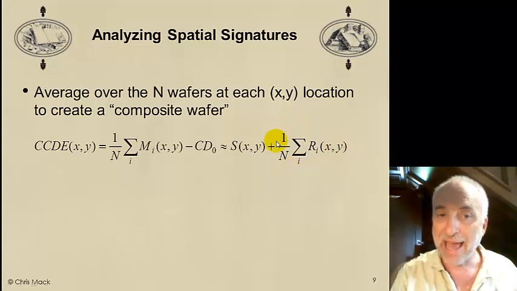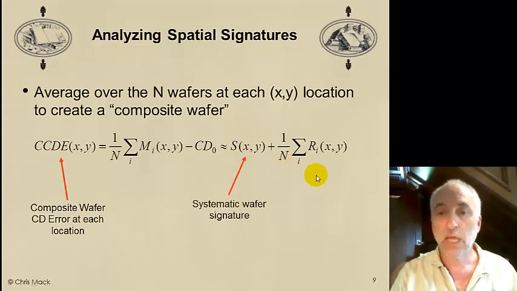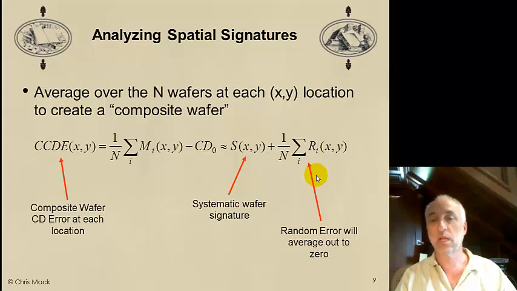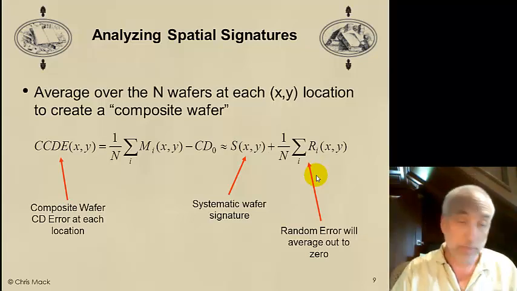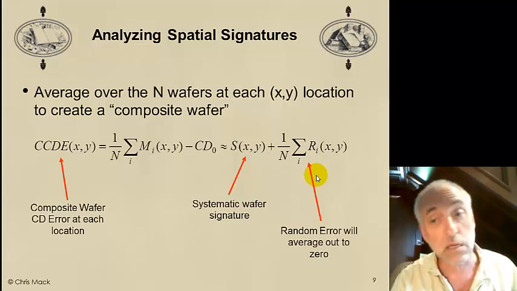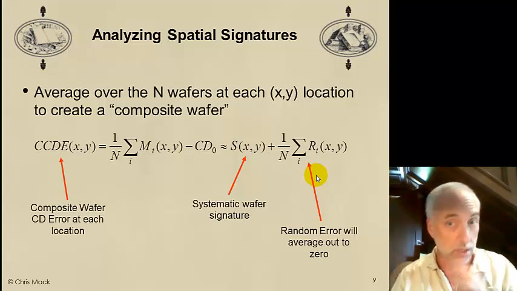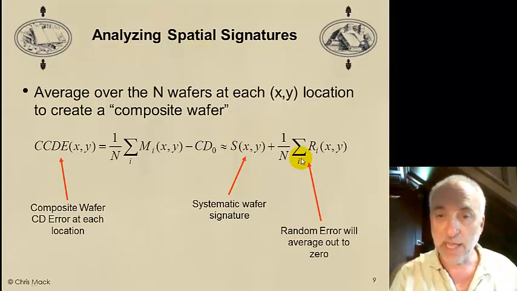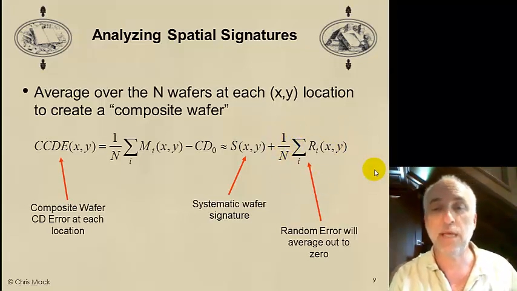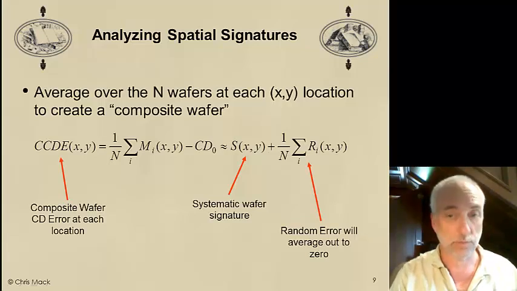But when I average the random errors, what I will get is approximately 0. I mean, after all, they're random, and random errors have, by definition, a 0 mean. Otherwise, it's a systematic error, and that would be included in the systematic wafer signature. So if I can increase n large enough, all of the random errors average away, average to 0, and my composite CD error at each wafer location becomes the systematic signature.